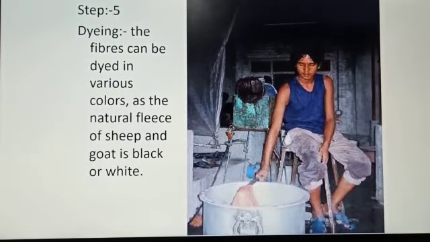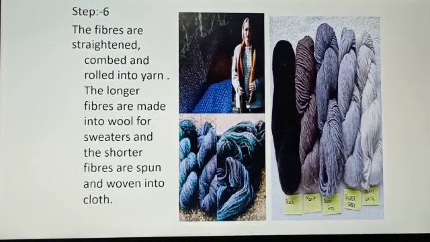In the fifth step, the fiber can be dyed in various colors, as the natural fleece of sheep and goat is mainly black or white. So it is dyed in different colors for obtaining fiber of different colors. The last step is the fibers are straightened, combed and rolled into yarn. The longer fibers are made into wool for making sweaters and the shorter fibers are spun and woven into cloth.